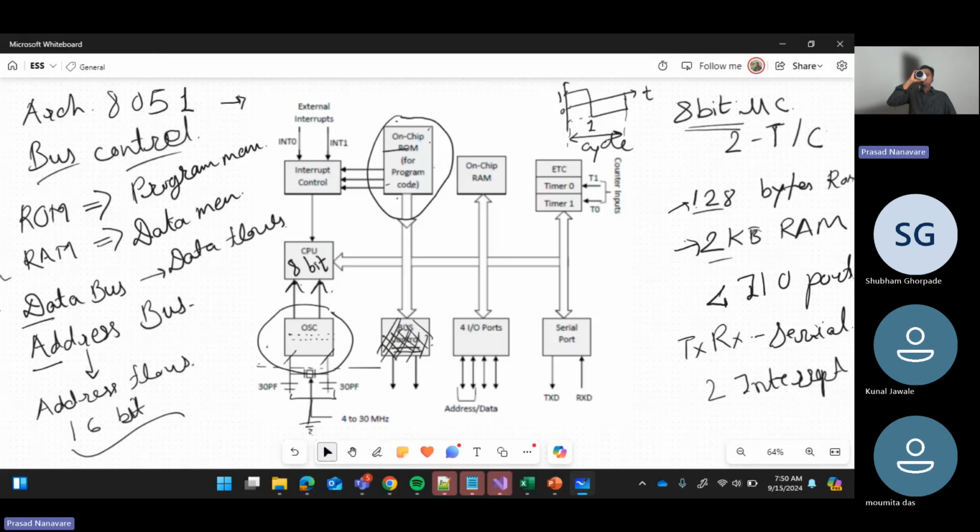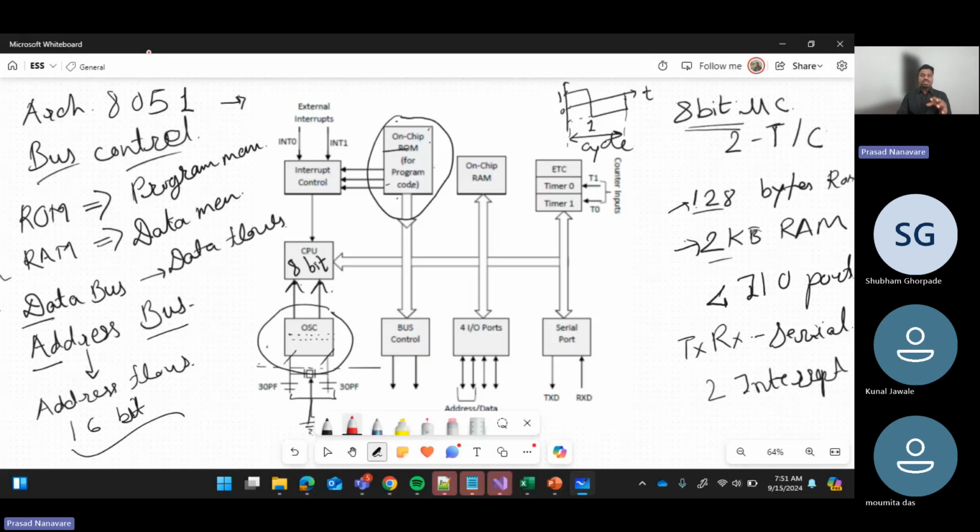So what happens is that the 16-bit address is flown by the address bus, and that is controlled by the bus controller. That is the point I'm trying to make. We can take over this bus control as well. How can we do that? With the help of coding. We are going to learn in a future session how this controller is coded.